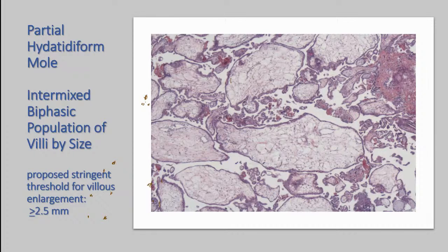The distinction from complete mole is the biphasic population by size. Biphasic distribution in size. And one rather stringent threshold for villous enlargement is that it has to be greater than 2.5 millimeters. Now, it's a very reliable thing. If you see this dimorphism with villi that large, it's quite likely you're looking at a partial mole, but you're going to miss a lot of moles if you just rely on that single criterion.